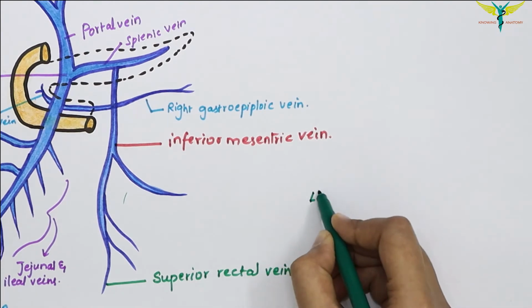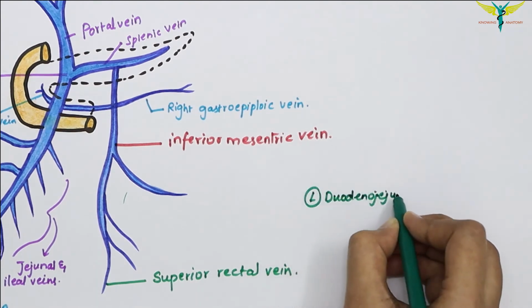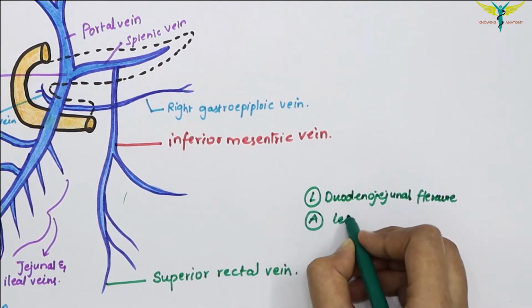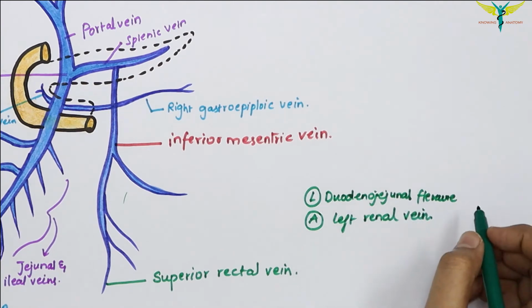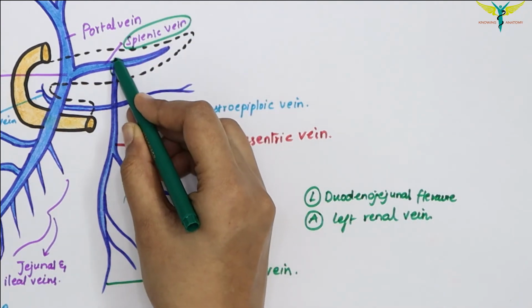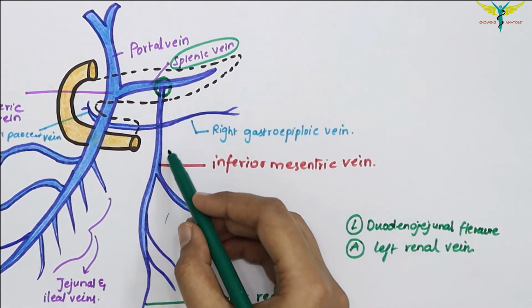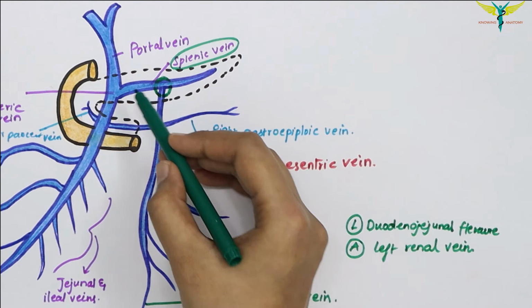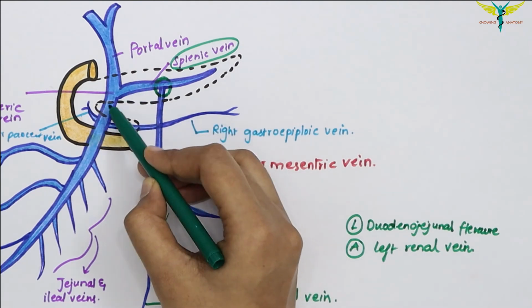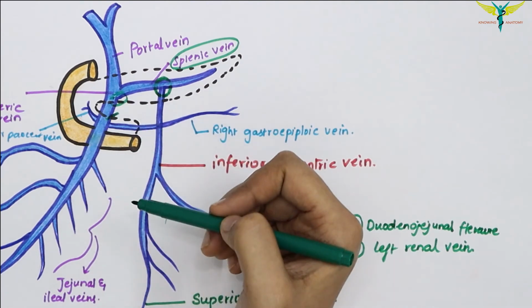So remember, it passes laterally to the duodenojejunal flexure and anteriorly to the left renal vein. And finally, it drains into the splenic vein. You can see the draining of the inferior mesenteric vein here. It may sometimes deviate and drain into the superior mesenteric vein or its junction with the splenic vein. This is the junction and this is the superior mesenteric vein.